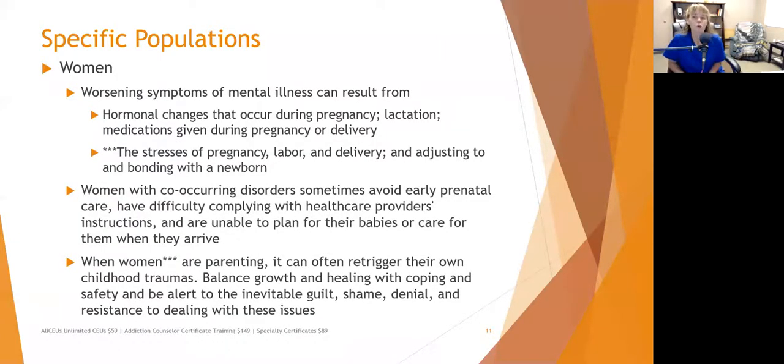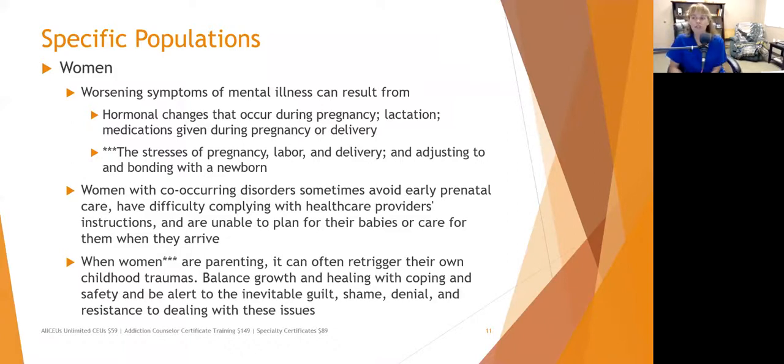In women, worsening symptoms of mental illness can result from hormonal changes that occur during pregnancy, lactation, discontinuing lactation, and medications given during pregnancy or delivery. So we do want to be aware of what's going on there. But also, and again, the asterisks are back, the stresses of pregnancy, labor, and delivery and adjusting to bonding with a newborn can worsen mental illness symptoms as well as sometimes substance abuse symptoms in both parents, not just women, because they've found that men can experience postpartum depression as well, because there's a lot of adjustment that goes on.